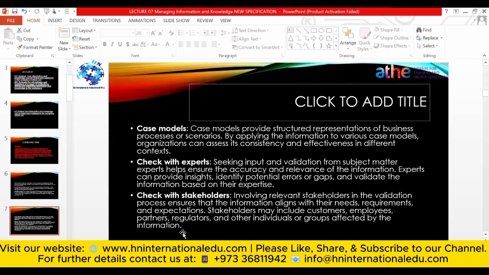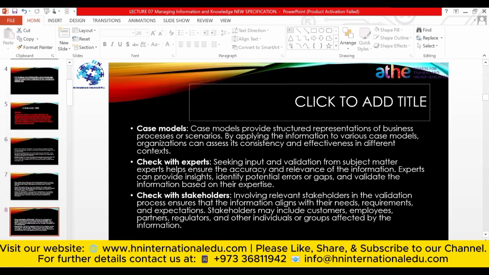Stakeholders may include consumers, employees, partners, regulators, other individuals, or the groups affected by the information. This is the thing which I discussed before, the start of the word stakeholder.